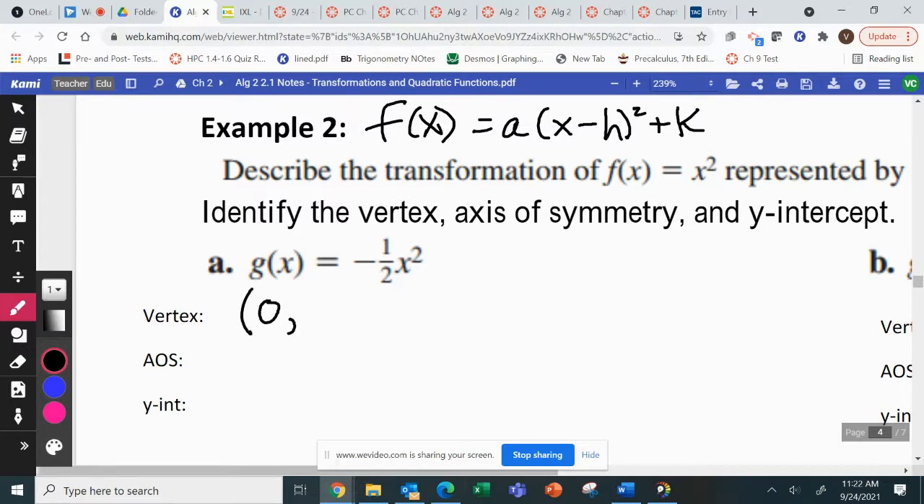So Anna, what's the K? It's whatever's added or subtracted outside of the squared. So it is 0. This vertex is right at our origin. Our axis of symmetry, Darren. X equals 0, exactly. Our y-intercept, Kendall.